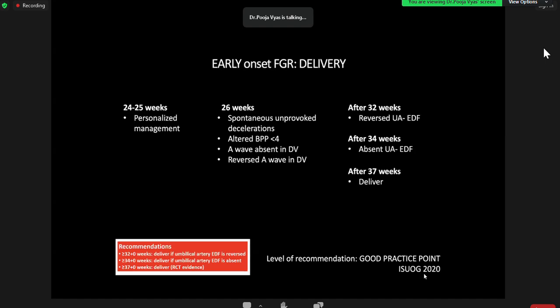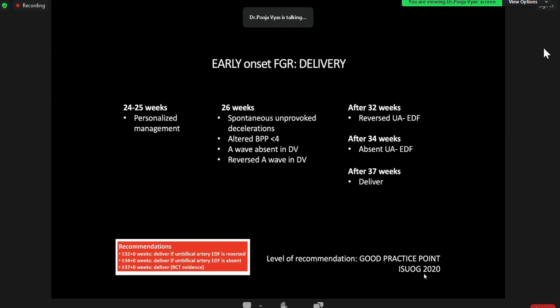Now, in early onset FGR, suppose we diagnose at 24 to 25 weeks with a lot of Doppler changes, we are going to do a personalized management. At around 26 weeks, we will deliver the baby if the BPP is less than 4, if DV is showing A wave absent or there is reversal of A wave.